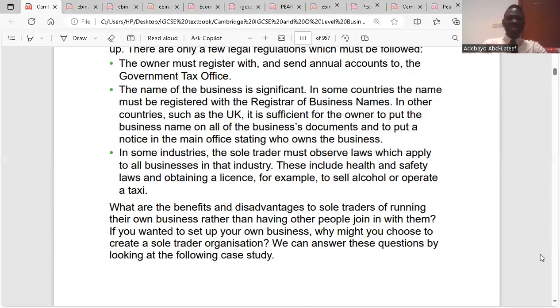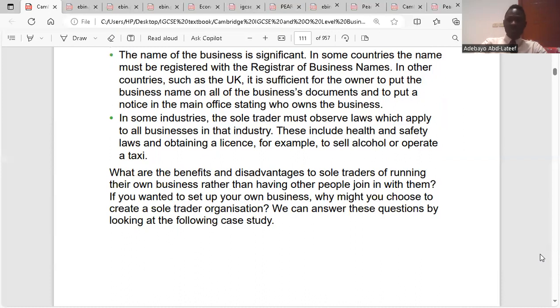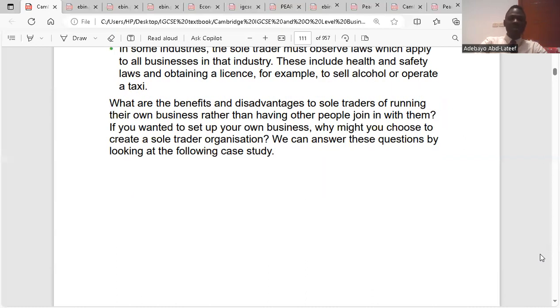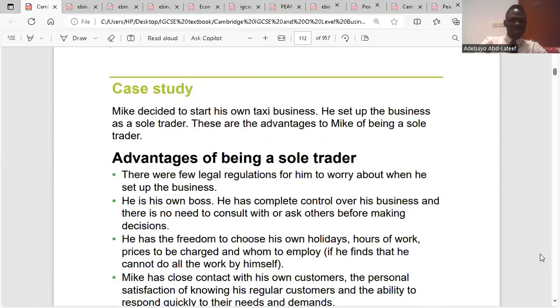So what are the benefits and disadvantages to sole traders of running their own business rather than having other people join in with them? If you wanted to set up your own business, why might you choose to create a sole trader organization? We can answer this question by looking at the following case study. Mike decided to start his own taxi business. He set up the business as a sole trader.